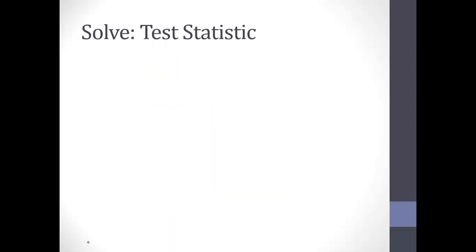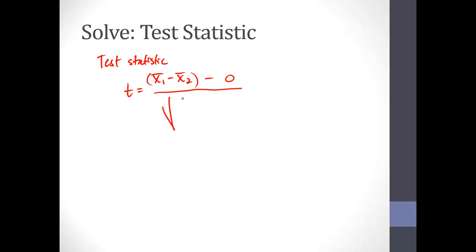Okay, so we put out what our hypotheses are. We made sure to check our conditions to make sure we can use these procedures. Since we can, we're ready to go, so we can next do our test statistic. So our test statistic, we're saying is t, and we're going to take x bar 1 minus x bar 2 minus 0, and then we're going to divide by the square root of s1 squared over n1 plus s2 squared over n2.